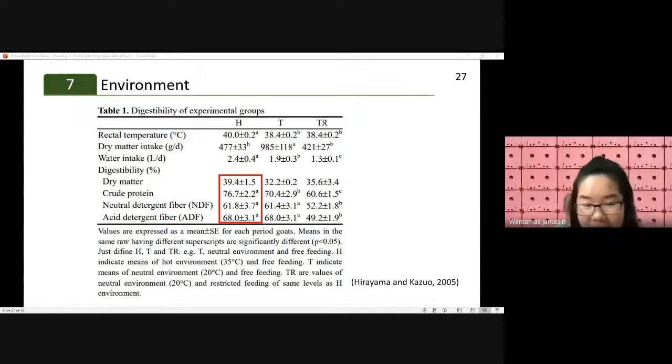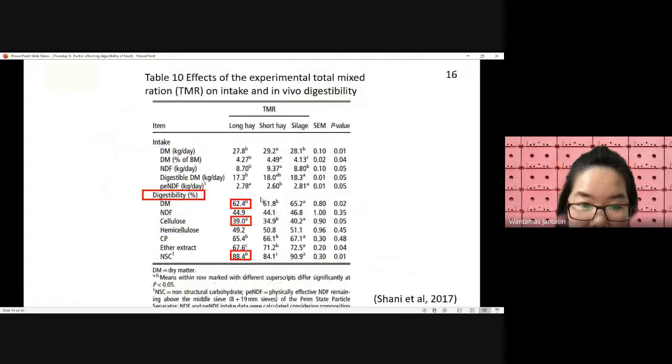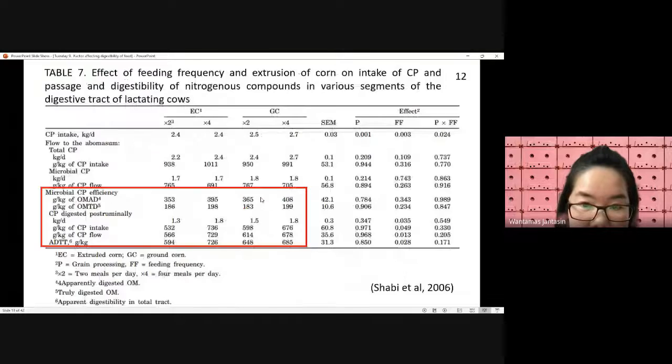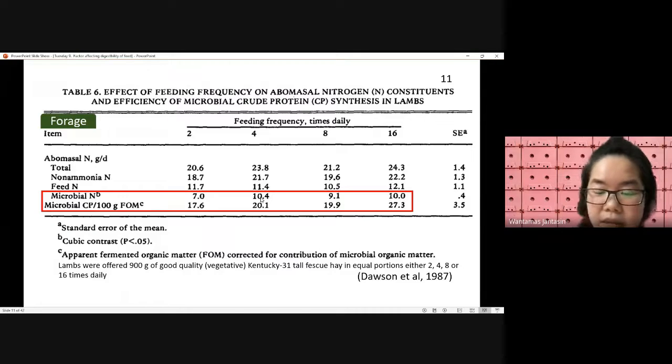Okay, can you go to slide 11, please? From this table, can you please explain more about the interaction between feeding frequency and the microbiome?